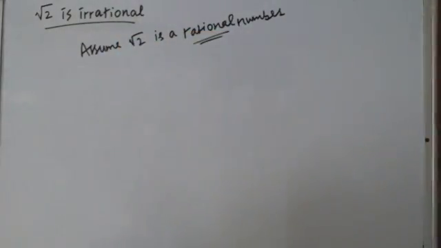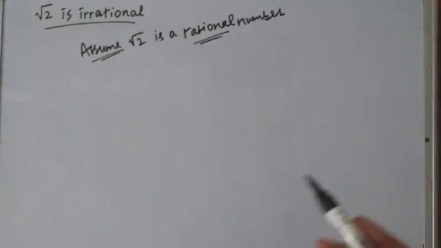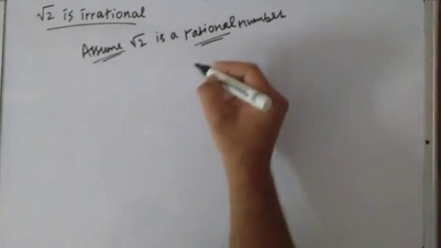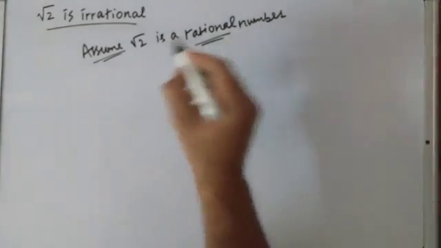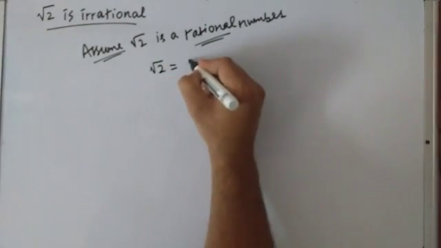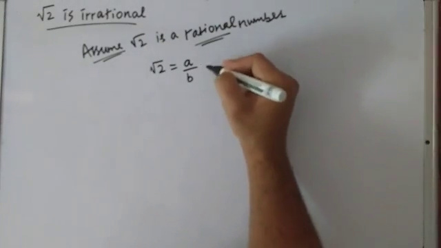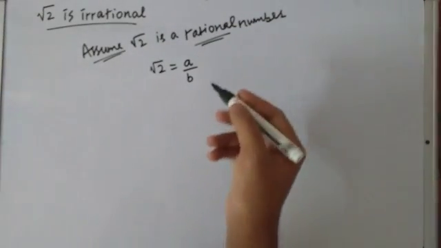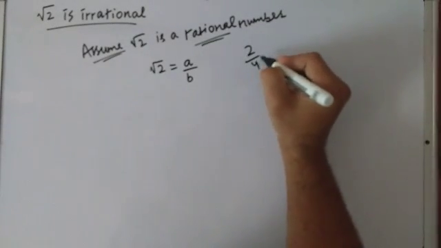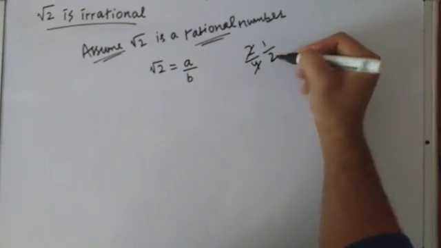we all know. So as we have assumed that root 2 is a rational number, what is a rational number? A rational number is a number which can be represented by a fraction. So if root 2 is a rational number, that means root 2 can be represented by any fraction a by b, where a and b are reduced to the smallest. It is not just any fraction, a and b are reduced to the smallest. Like, it is not like this, it has been reduced to the smallest.